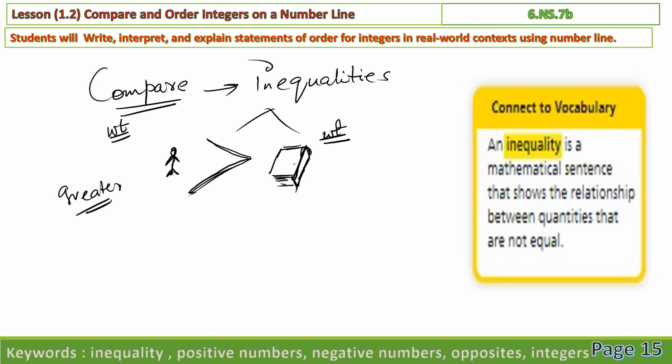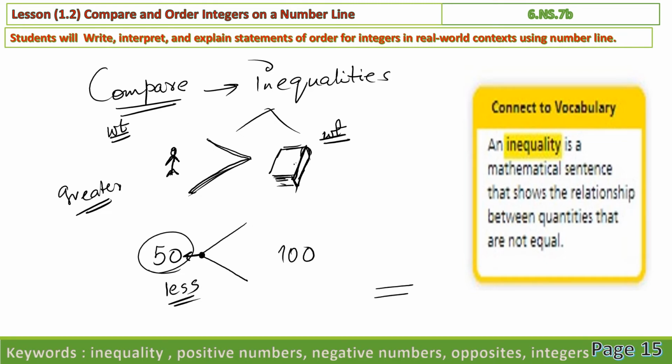Now, for example, if I have 50 dirham and someone has 100 dirham, what do you see? That 50 dirham is less than the 100 dirham. Why less than? See this closed mouth on the 50? It means it is less.